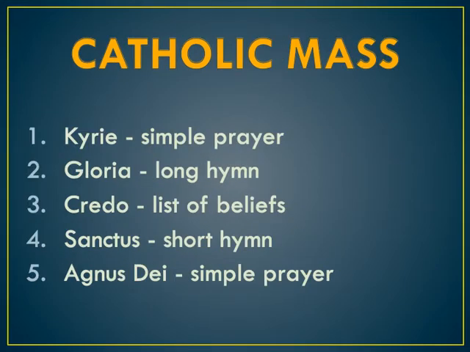The Mass is a service that utilizes music in these 5 sections. So we have the Kyrie, which is a simple prayer, the Gloria, which is a longer hymn, the Credo is a list of beliefs, the Sanctus is a shorter hymn than the Gloria, and the Agnus Dei is a simple prayer. So these 5 parts of the Catholic Mass need music. And this was perfect for composers because they could now write a composition that was long. And that was a great challenge for them, which they really enjoyed.